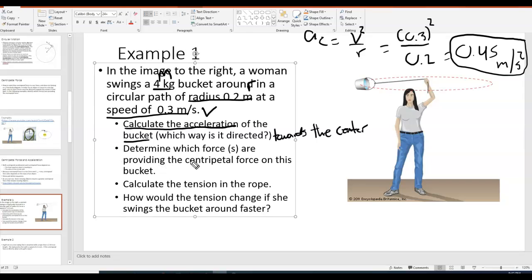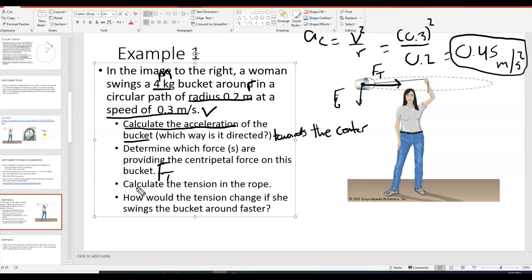Now, determine which force or forces are providing the centripetal force. We've already done this before in our last example. That would just be Ft for the force of tension. Because we ask ourselves, there's two forces on the bucket. Gravity is going down, and tension is going towards the center of the circle, because there's a rope. So that is the force providing the centripetal force because it's towards the center of the circle.